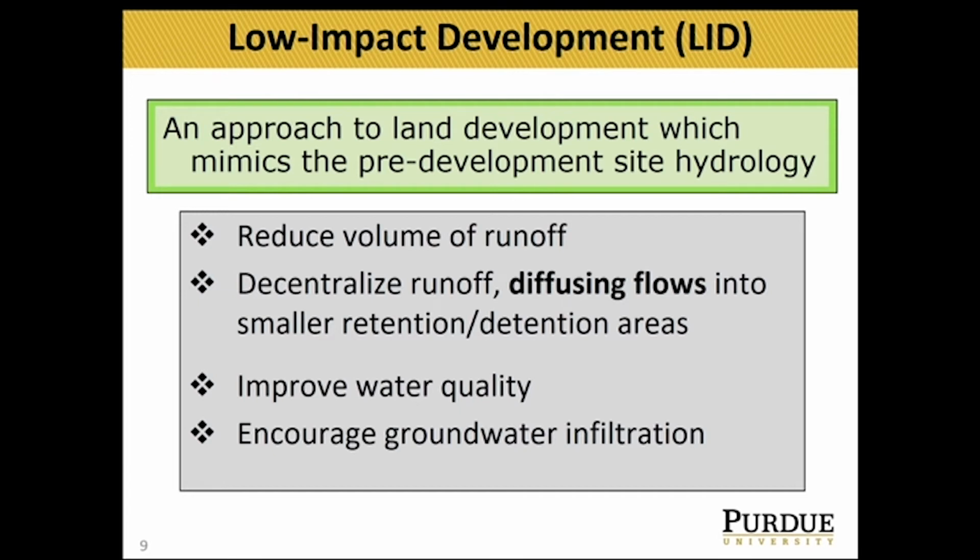So you can decentralize that runoff. You can put it into small rain gardens, smaller retention areas. That alone will improve the water quality. The less water that you have running across pavement, the less contamination you pick up. And it also encourages groundwater infiltration.